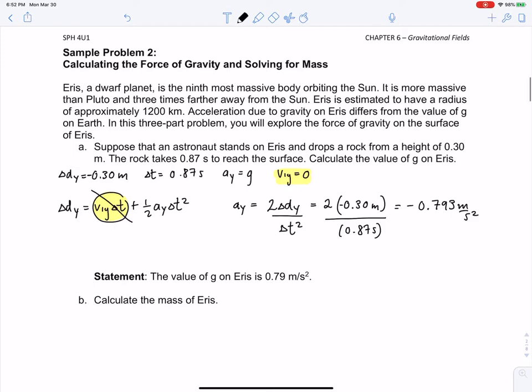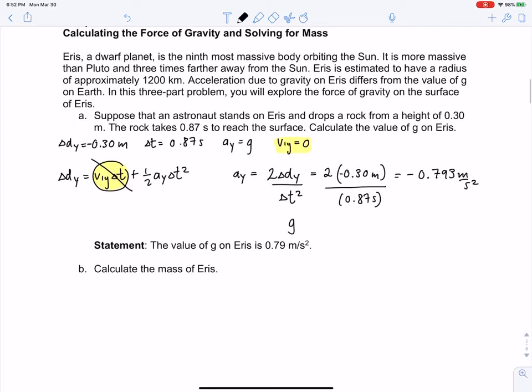So we can say that the gravitational field intensity on Eris is equal to 0.793 newtons per kilogram. Remember that newtons per kilogram and meters per second squared are equivalent, and the direction is down. So to two significant digits, the value of g on Eris is 0.79 meters per second squared. Now we want to calculate the mass of Eris.